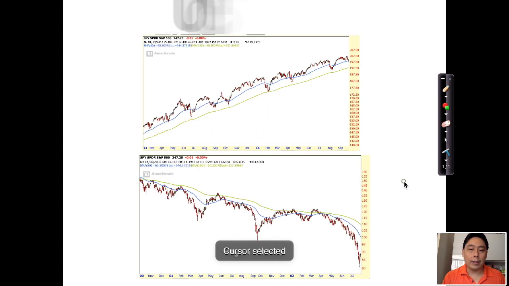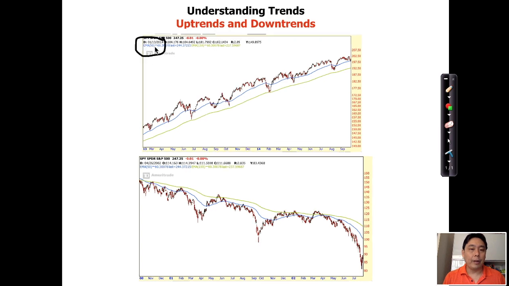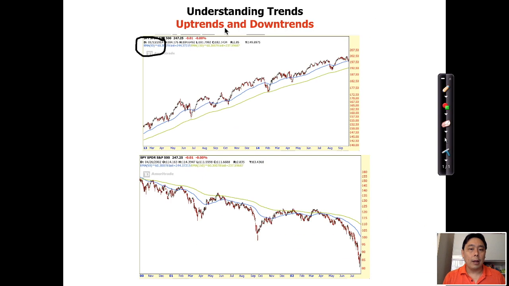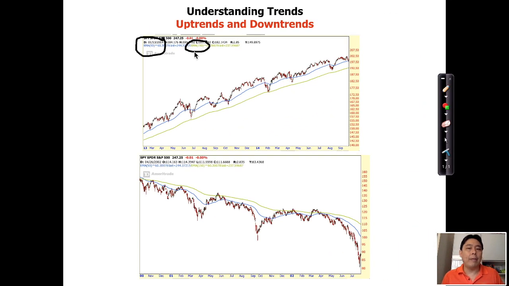So again, one way is to read the price action patterns. Another way to read trends is simply by using moving averages. And again, if you watch my previous videos, I talk a lot about using the 50 and 150-day moving average to read the medium-term trend in the market. So the blue line is the 50 moving average, okay? And the green line is the 150 moving average. And again, you can use either the simple moving average or the exponential moving average. Doesn't make much of a difference in the medium term anyway, all right?